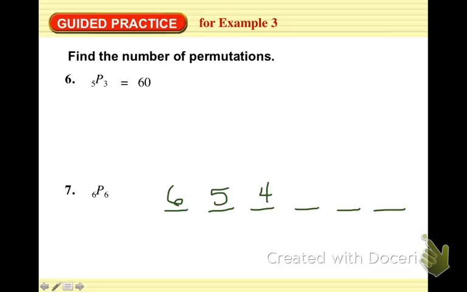Okay, so find the permutations. In this case, we have 1, 2, 3 factors, starting on 5: 5, 4, 3, and the answer would be 60. For this one, 1, 2, 3, 4, 5, 6 factors, 6, 5, 4, 3, 2, 1. What is this an example of? 6 factorial. And the answer is 720.